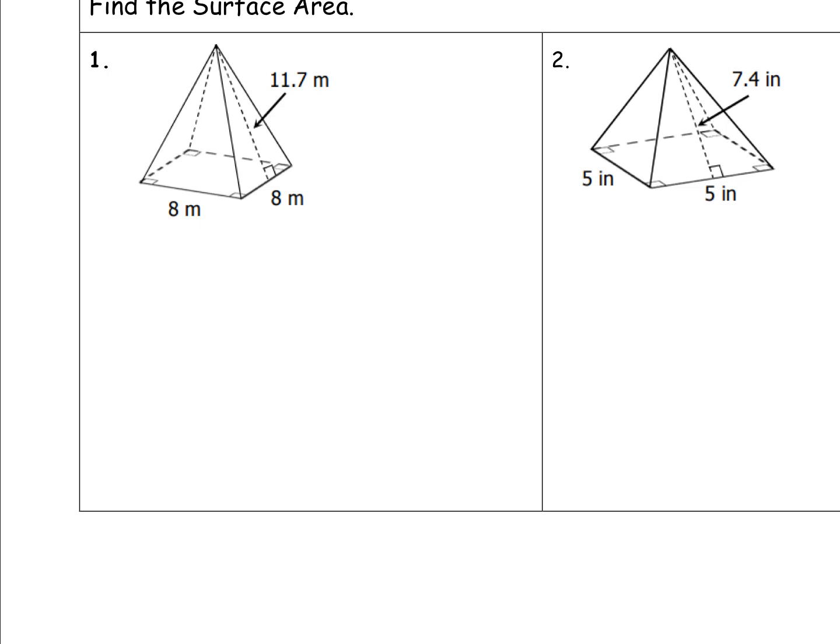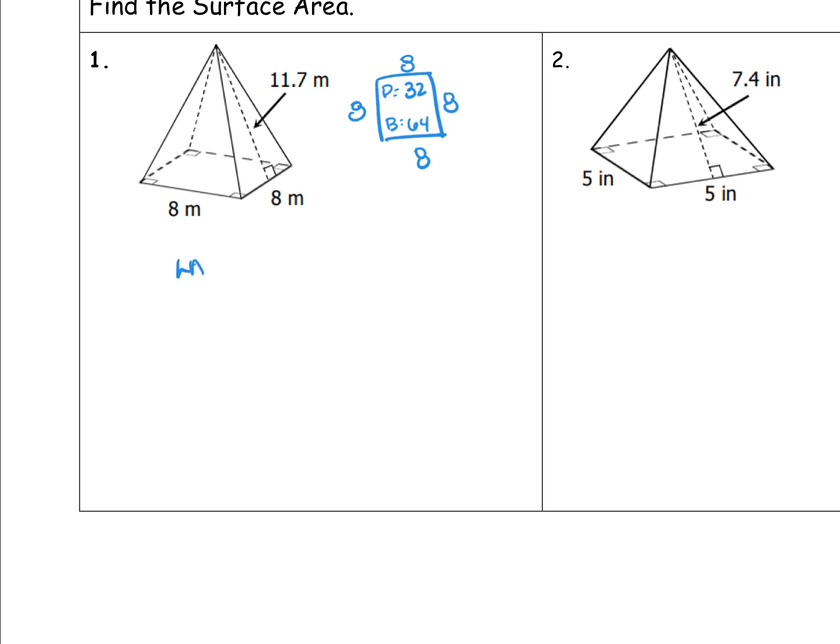All right, let's look at one of our examples. So let's look at number 1. The first thing we're going to do is draw that base off to the side like we've been doing. So that is an 8 by 8 by 8 by 8. And you're going to find the perimeter and the area of that base, just like we have been doing. So 8 plus 8 plus 8 plus 8 is 32. And then 8 times 8 to get our area is 64. So now we're just going to plug it into the formula.